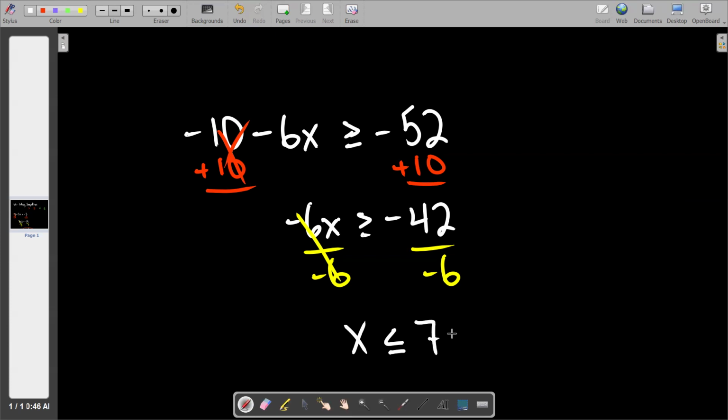Jackpot. You look at the original problem and you think your shading on your number line is going to go to the right. And then you get to the end and you're like, well, it actually flips and my shading goes to the left. Weird, right? That's what negatives do. Negatives are funky little monkeys, man.